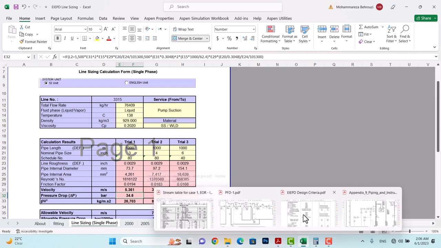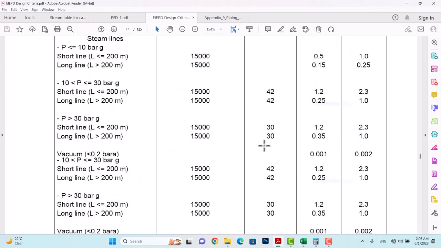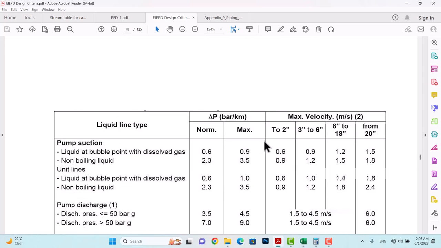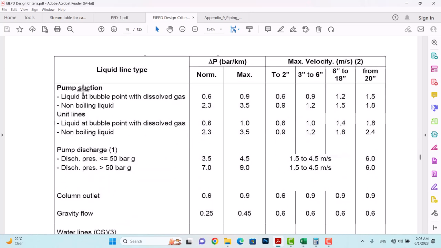And let's check the design criteria for liquid to evaluate the calculated results and check whether the 3-inch is good for it or not. We know that it is pump suctions and the liquid is not at bubble point with dissolved gas. It is, of course, with dissolved gas, but it is not at bubble point. So we have non-boiling liquids. The criteria for non-boiling liquid, the normal pressure drop, it should be 2.3 bar, and the maximum velocity, because we selected 3 inches, the maximum velocity should be 1.2. Normal pressure drop and maximum velocity.